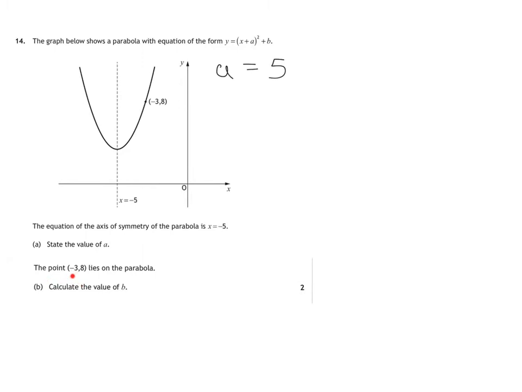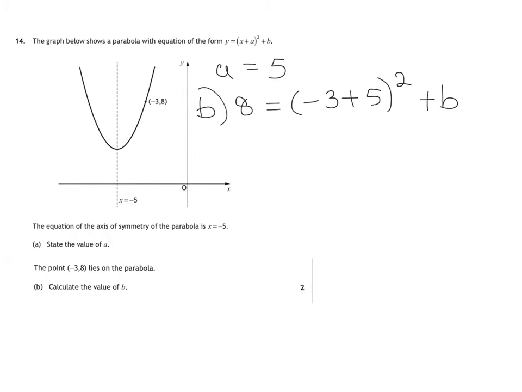Right, so our B. The point (-3, 8) lies on the parabola. Calculate the value of B. This is a substitution. You know your x value, you know your y value, you are going to put them back into that, form an equation and solve it. Stop the video, go and try it yourselves.